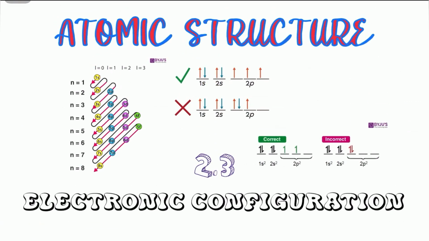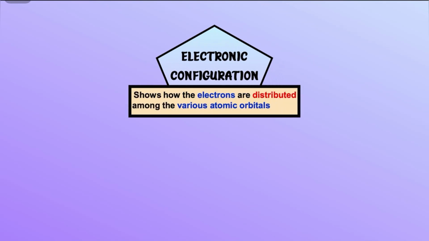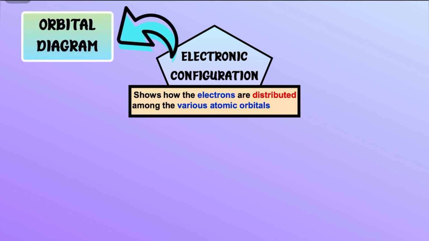Everyone, Chapter 2, Atomic Structure, 2.3 Electronic Configuration. What is the electronic configuration? It shows how the electrons are distributed among the various atomic orbitals. There are two methods to write the electronic configurations. First, by using the orbital diagram.